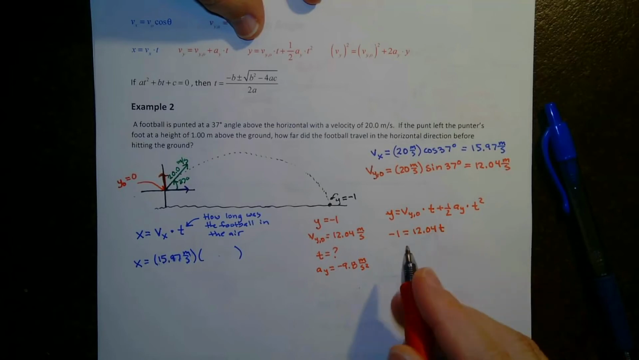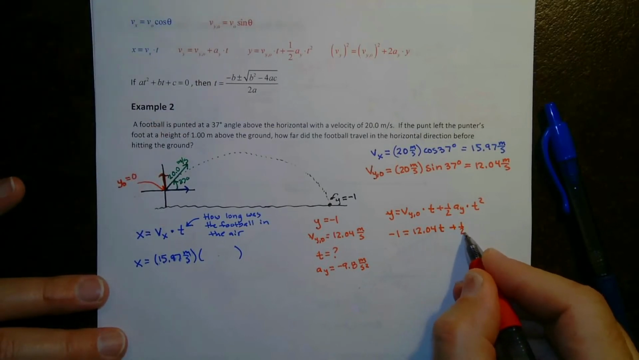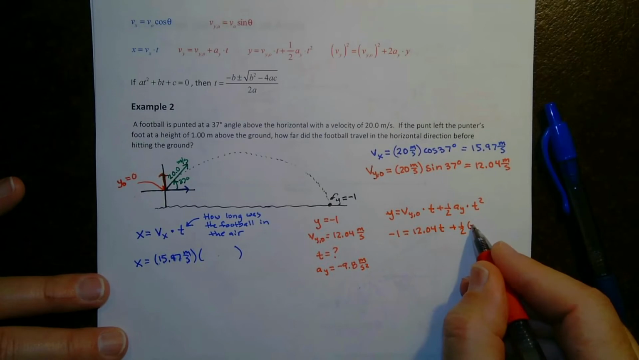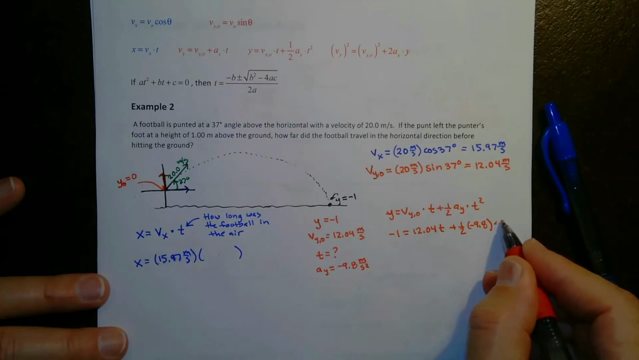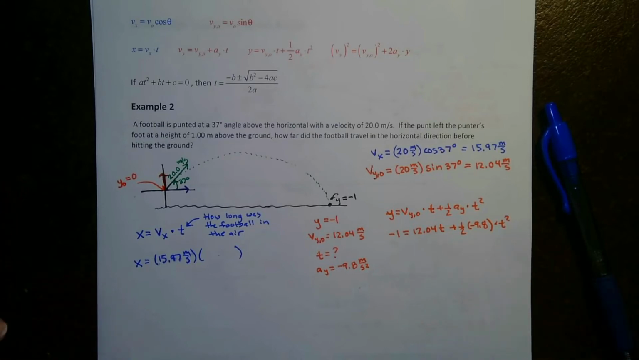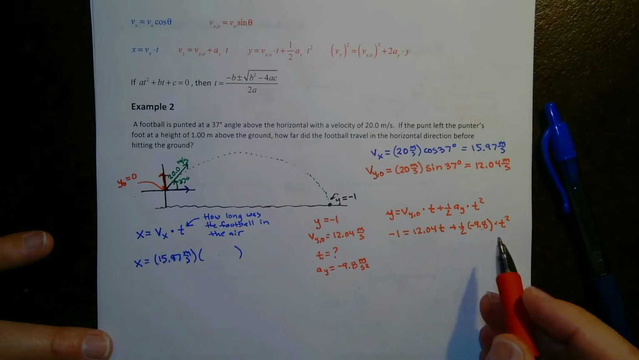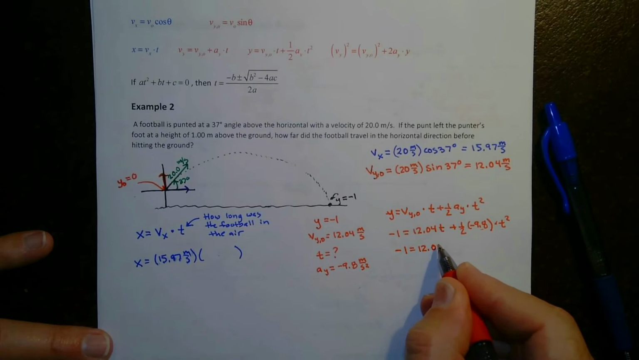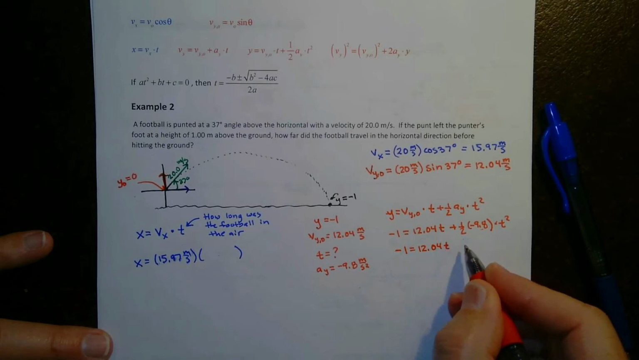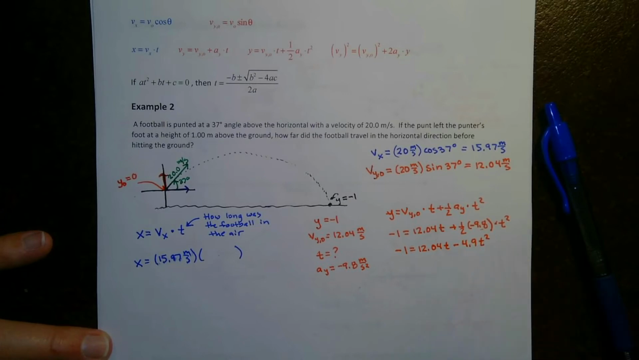I'm not going to put units on this because you're going to see y in a minute. And then plus 1/2 a sub y, which is the -9.8, and then times t squared. All right, cleaning this up because I can multiply 1/2 times -9.8. This becomes -1 is equal to 12.04 t minus, because that's positive times a negative, minus 4.9 t squared.